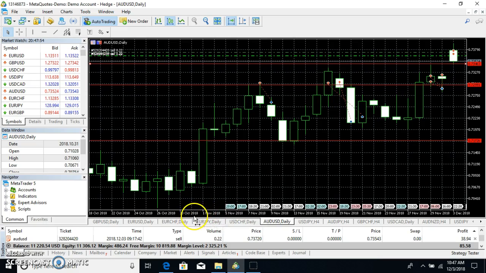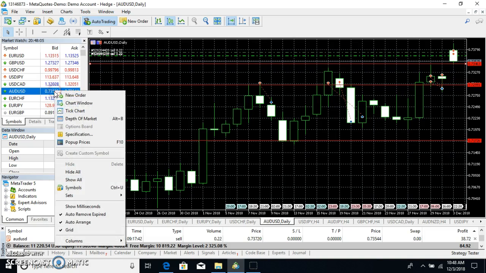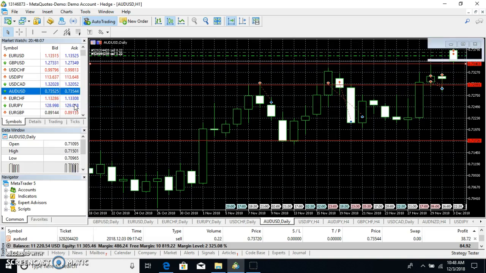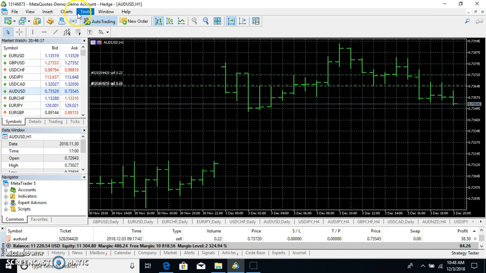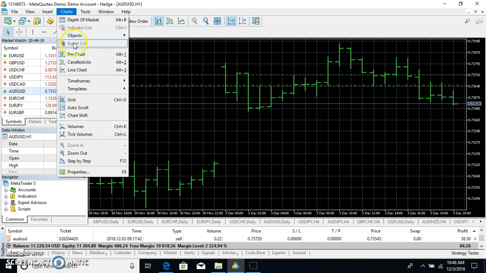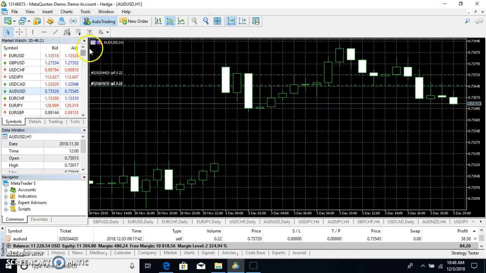Let me get a real clear picture of this. Australian US. I want to do it so you can see what I did. So you can see a clear picture. This is the hour chart right here. Let's really delve into this candlestick.